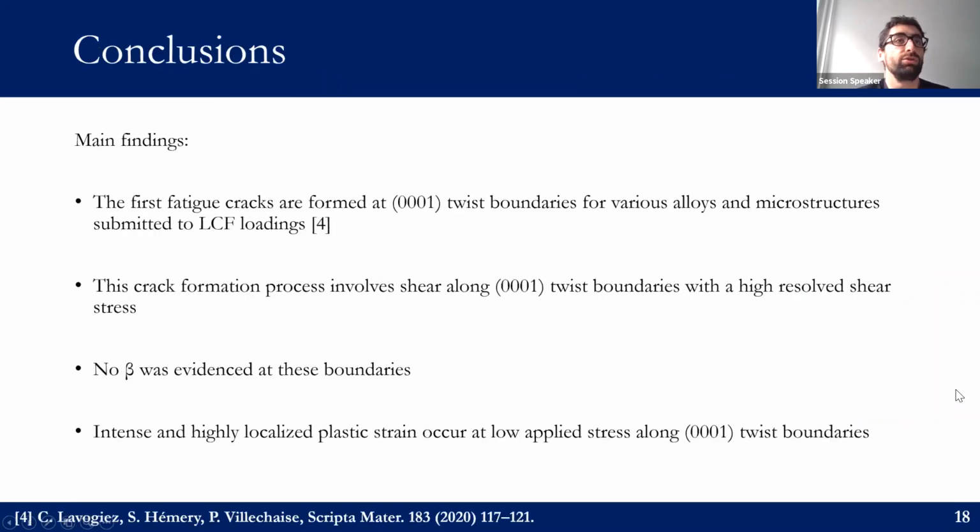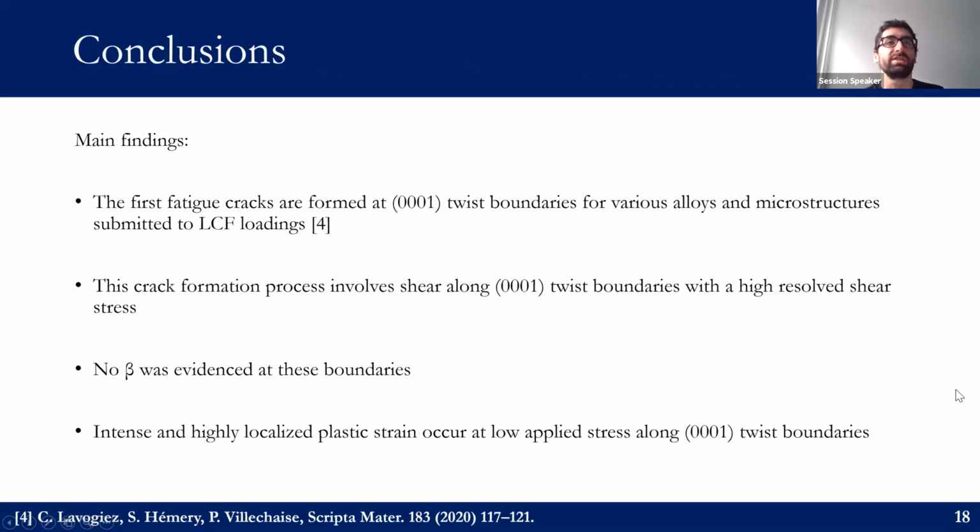This brings me to my conclusions. We have found that the first fatigue cracks are formed at 0001 twist boundaries for various alloys and microstructures that have been submitted to low cycle fatigue loadings. This is consistent with previous observations that have been reported, including low cycle dwell fatigue loadings.